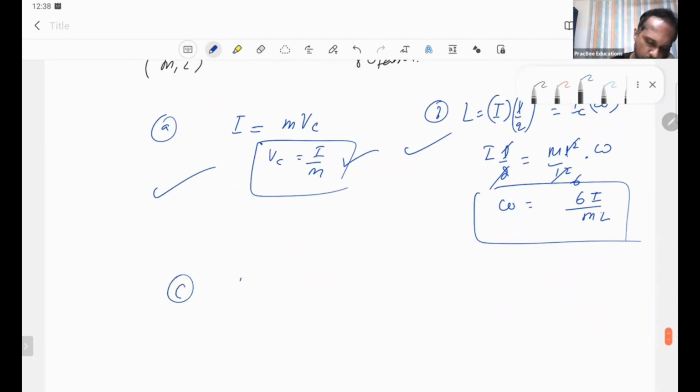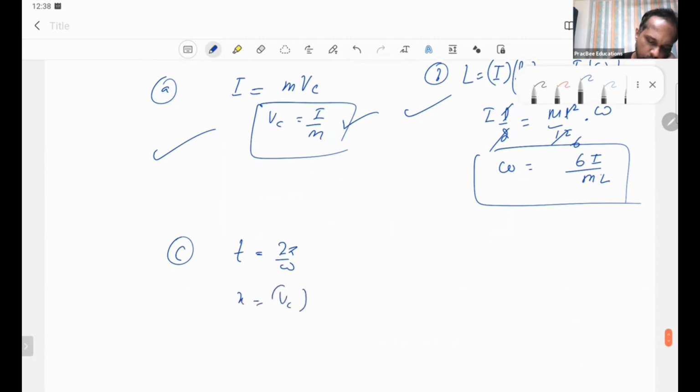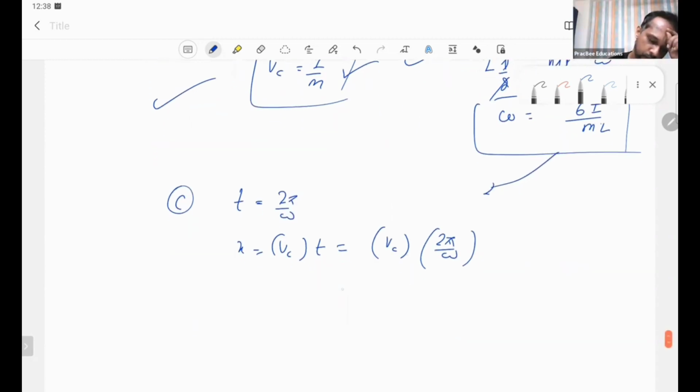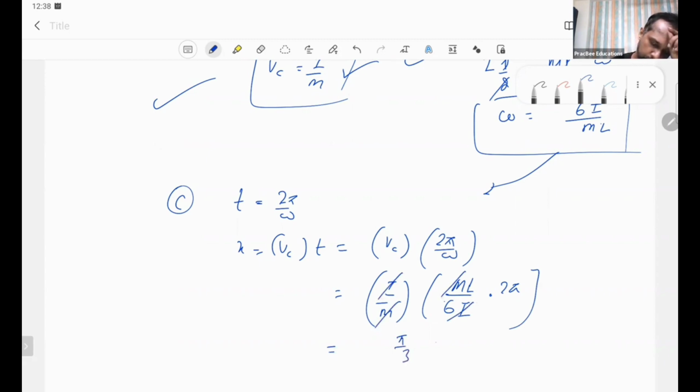And for one complete rotation, time is 2 pi upon omega. So distance traveled by the rod is velocity of center of mass into T. So VC into 2 pi upon omega. Fine. So we substitute the value here. VC is I by M and omega is 6I by ML. So you reverse it, that is ML by 6I, and this is 2 pi. So M gets cancelled out. This is pi upon 3 meter. Pi L upon 3 meter.